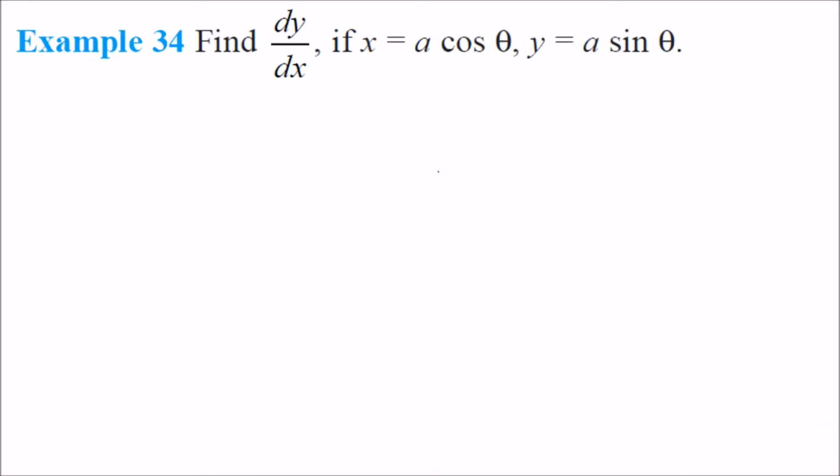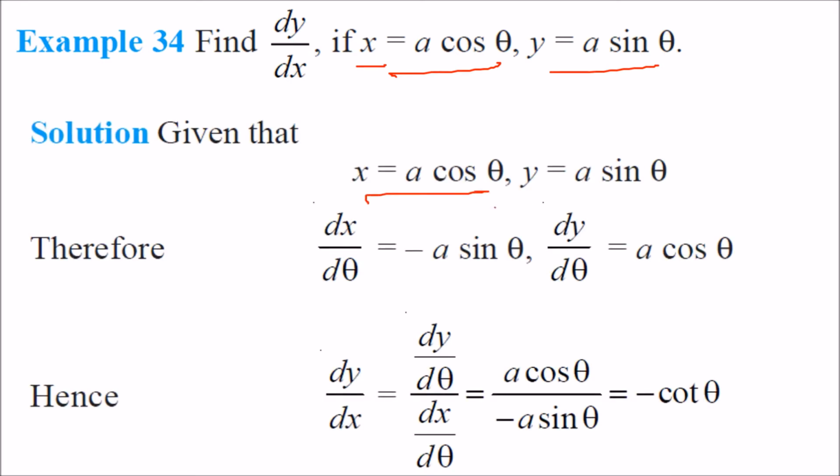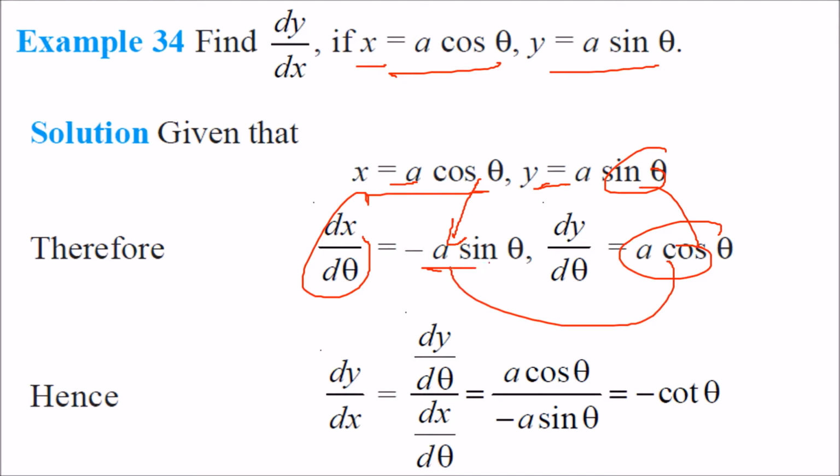Let us take an example. We have dy by dx. We need to find, x is a cos theta, y is a sin theta. So what we will do, we will find dx by d theta and dy by d theta, and then we will divide both results. So x is equal to a cos theta, dx by d theta will be what? A cos theta gives minus a sin theta. And this dy by d theta is what? A sin theta gives a cos theta. Now we need to divide this by this, because we want dy by dx. When we divide, we get minus cot theta.